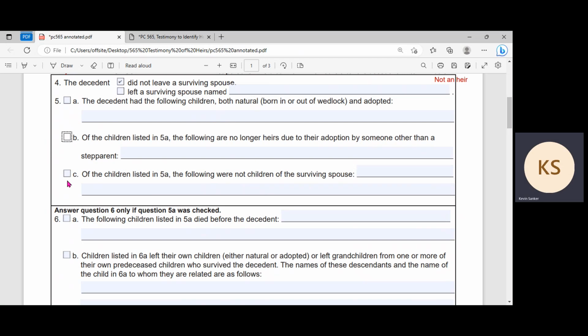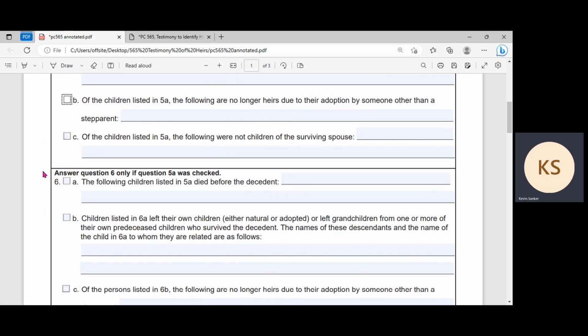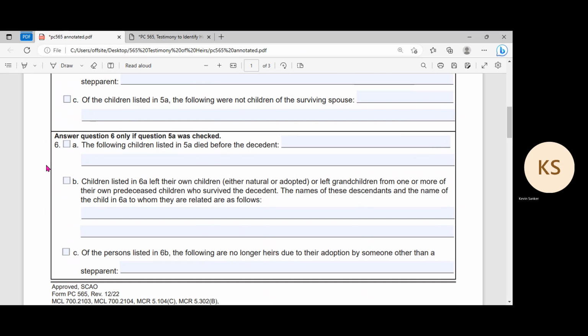5C, of the children listed in 5A, the following were not children of the surviving spouse. So obviously, sometimes people get remarried, have kids with a previous spouse and a current spouse. If this is applicable, check box C and type in the names. 6. Answer question 6 only if question 5A was checked. So if it wasn't checked, do not fill this in.